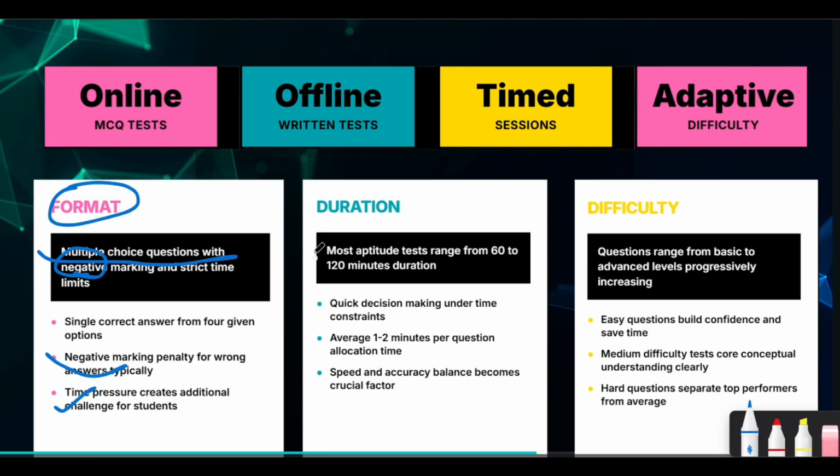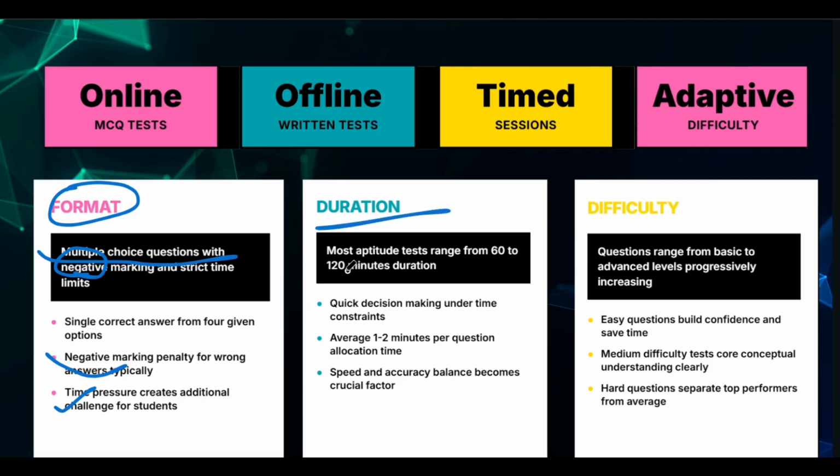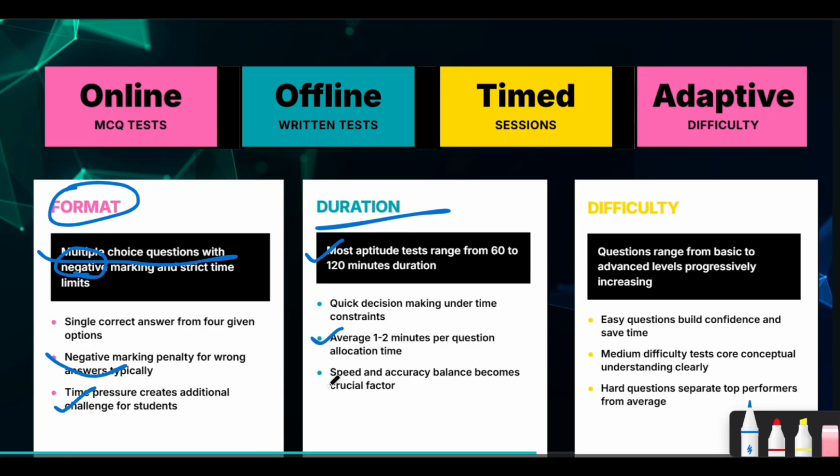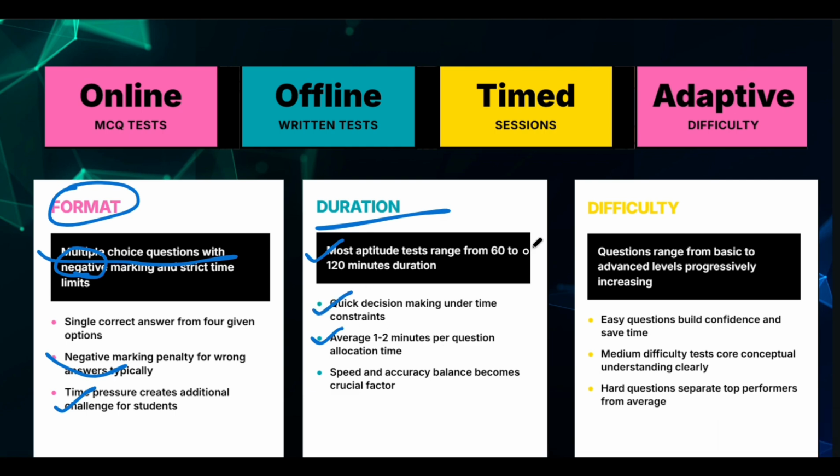The next one is duration. Most aptitude exams last between 60 to 120 minutes. That means on average you get just 1 to 2 minutes per question. So quick decision making, and a balance of speed and accuracy, are absolutely crucial. Finally, the difficulty. Questions usually start easy, then move to medium and then difficult levels.